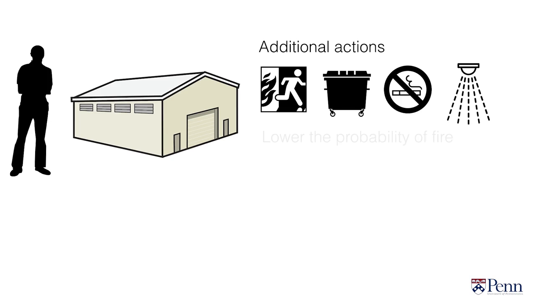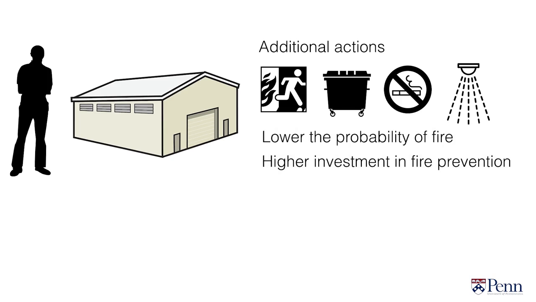More actions means lower probability of fire, but it also means more investment in fire prevention. The more exposed the owner is to risk, the more actions would be taken. But moral hazard would be eliminated only if the owner bears all the risk. That is, if the owner has no insurance. So insurance will always create moral hazard, and co-insurance will mitigate it.